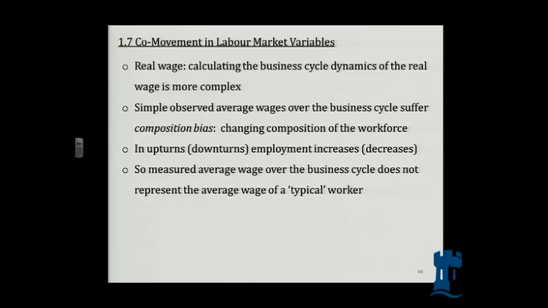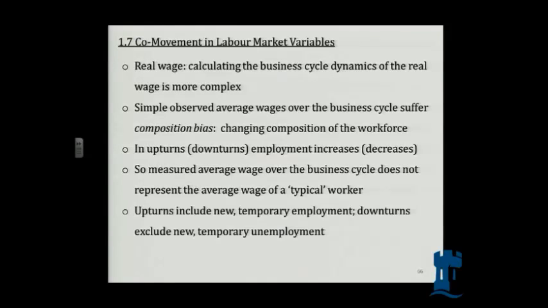So you can't just measure the average wage over the business cycle because it's not tracking the same types of job and the same types of people over the business cycle, because the composition of the workforce is changing. So if you take an average wage over the business cycle, it doesn't track the typical worker. Upturns in the economy include new temporary employment, and downturns exclude new temporary unemployed people from the labour market. So if you take an average over those upturns and downturns, you get a distorted view about what's happening to the average wage, because the group of people you're taking the wage over is changing.